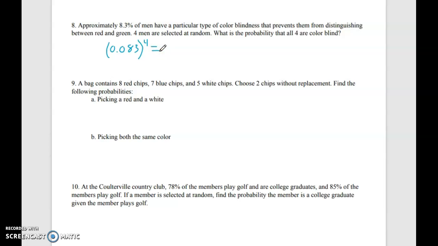And let me see what I get. We get 0.00005. And again, the 4th, that's the same thing as saying this guy, the first guy, 0.083, and times the second guy, 0.083, and the third guy times 0.083, and the fourth guy.